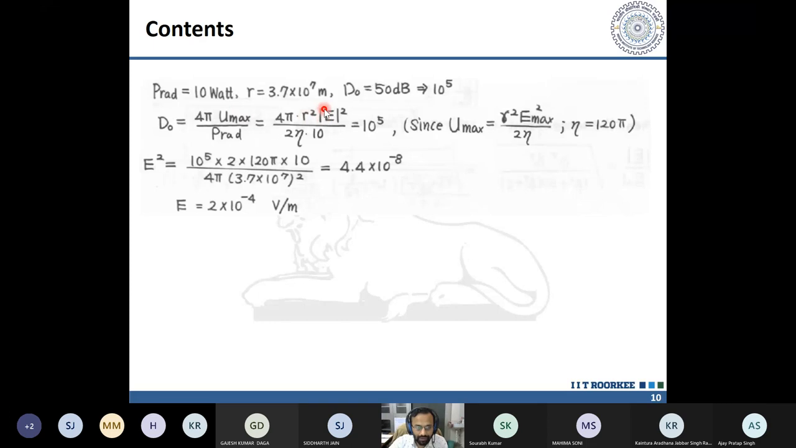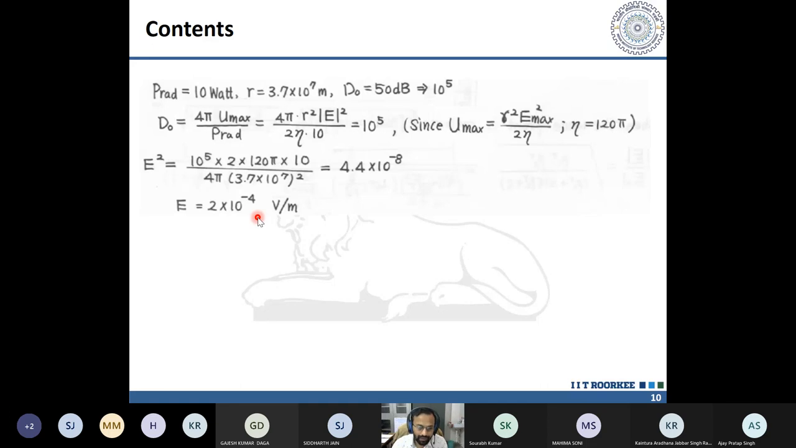Once you know the power density, which is nothing but the magnitude of E square by 2 eta, and eta we know is 120 pi, we can calculate the electric field. So it's very straightforward. You know the directivity and power radiated, calculate U maximum. Once you know U maximum, calculate power density. Once you know power density, calculate E. That's how we move forward. So this is the electric field intensity at the receiving point.